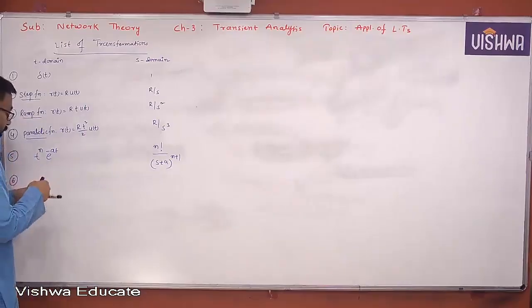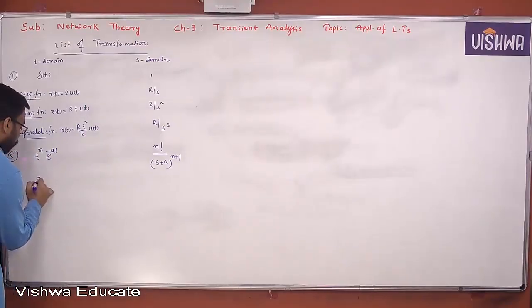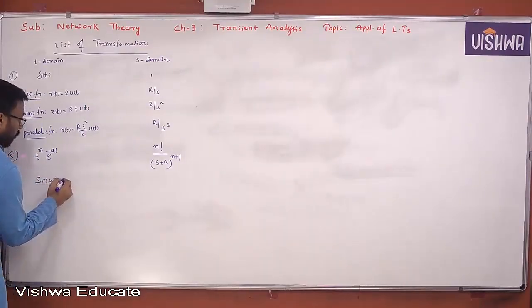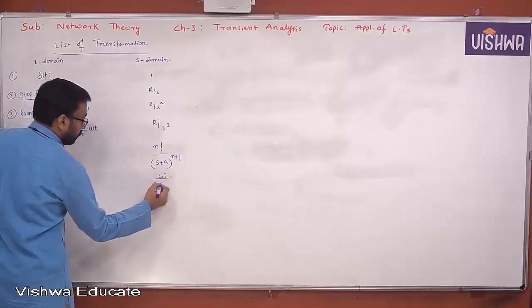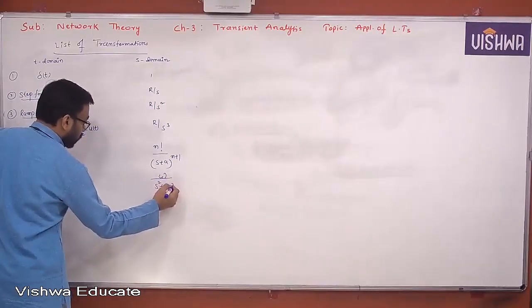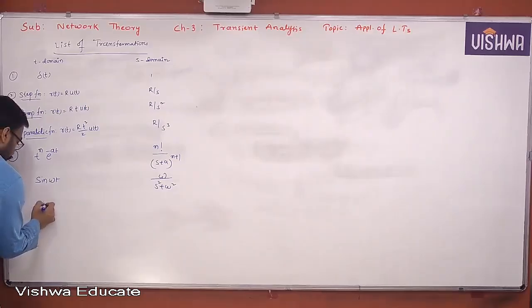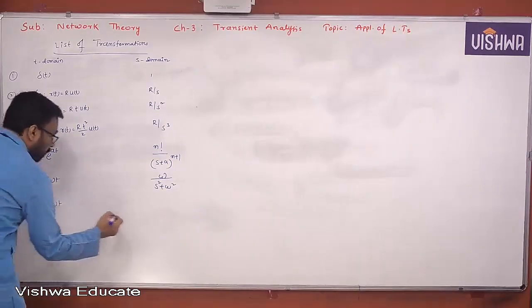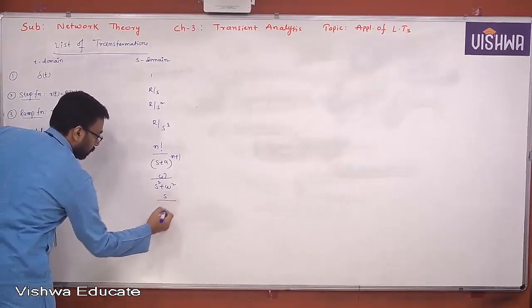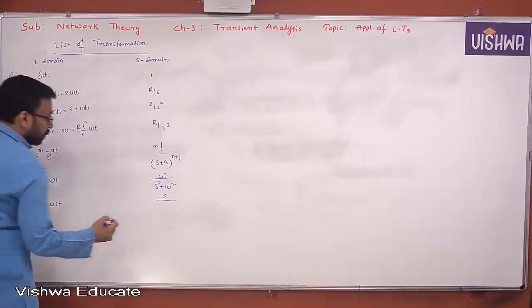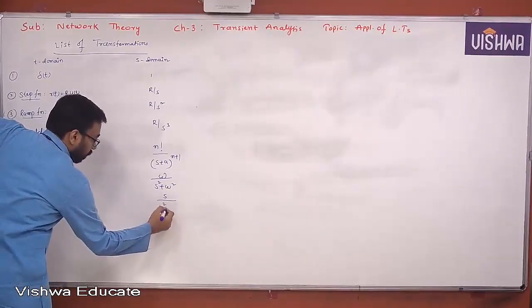Sine omega t. Sixth one is sine omega t, which gives omega by s square plus omega square. Cos omega t gives s by s square plus omega square.